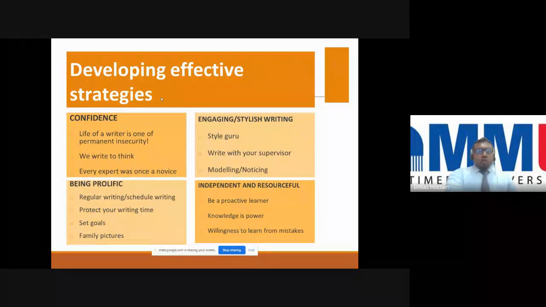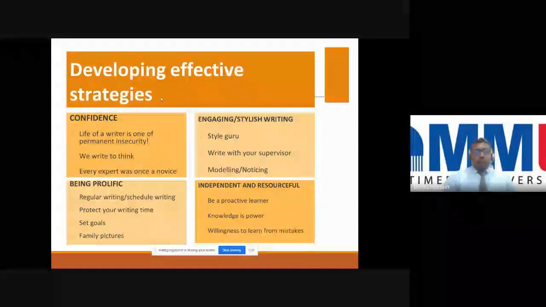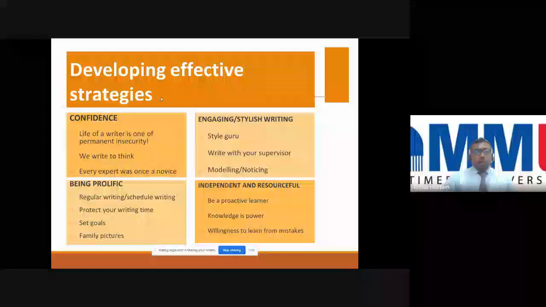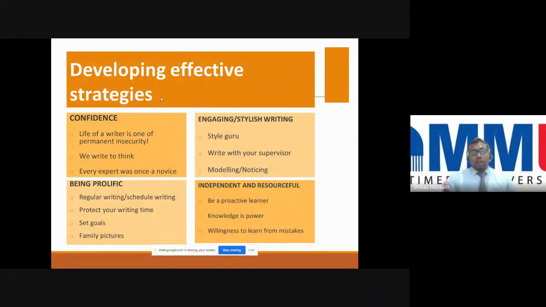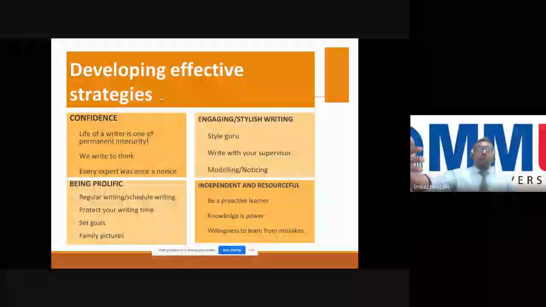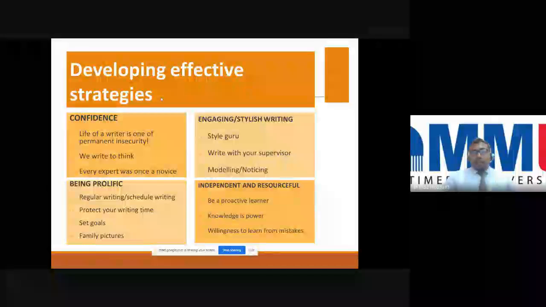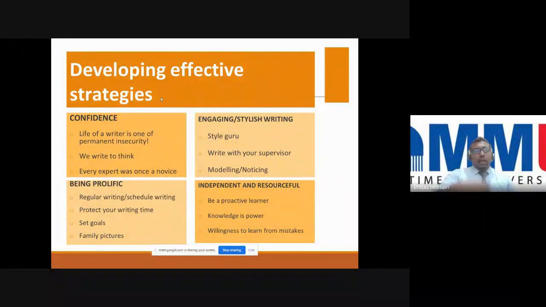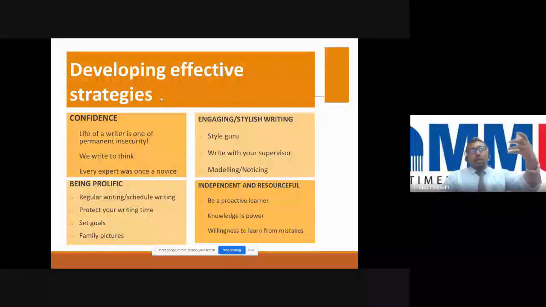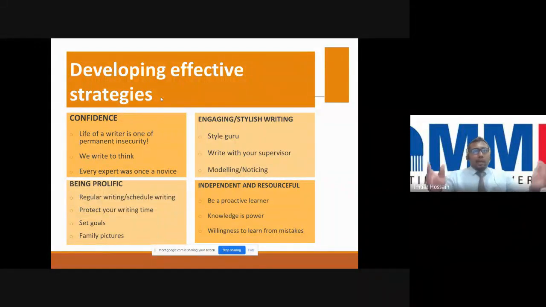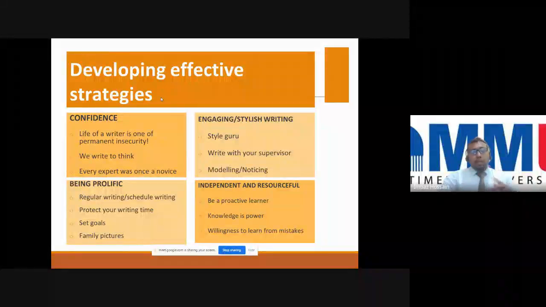Confidence is important. Every expert was once a novice. To be prolific, we have to write regularly, schedule writing, protect your writing time, set goals, family pictures. Sometimes keeping the family pictures, keeping the convocation pictures helps us to keep the motivation. Engaging writing style, you have to see how this article started this sentence, which structure they actually follow. So if you understand one or two styles every day, you can adapt yourself, then after the end of 2-3 months you can see a significant improvement.